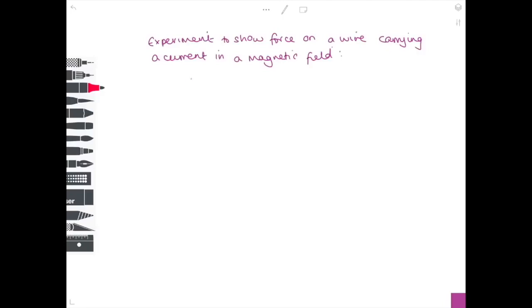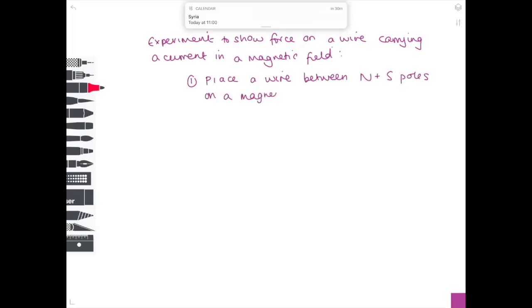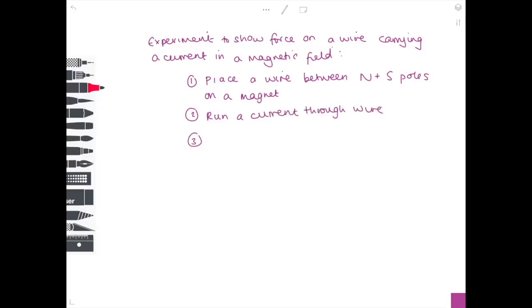Now we need to describe an experiment to show the force acting on a wire in a magnetic field. So what you want to do here is, firstly, you want to place a wire between the north and south poles of a magnet. Then you want to run a current through that wire. And you will see it move.